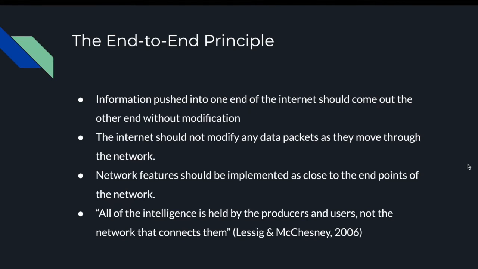So what is the end-to-end principle? In order to understand net neutrality, we need to understand this. The end-to-end principle is that information pushed into one end of the internet should come out the other end without any modification or any changes to it. The internet should not modify any data packets as they move throughout the network. Network features should be implemented as close to the endpoints of the network as possible.